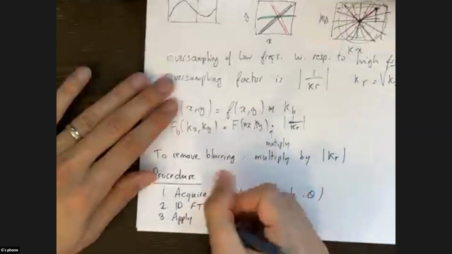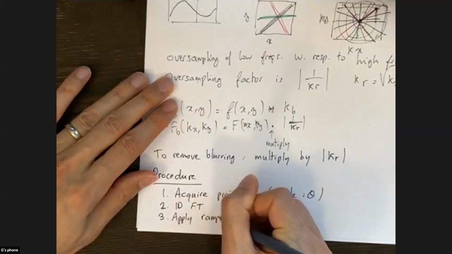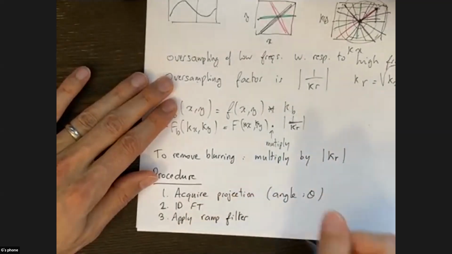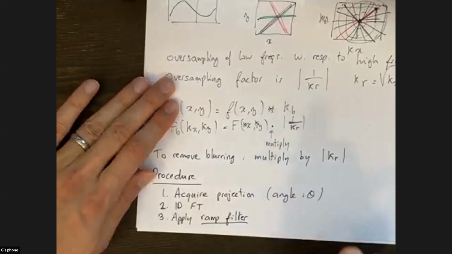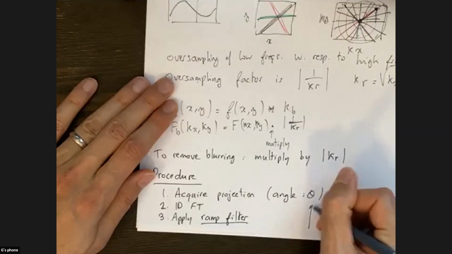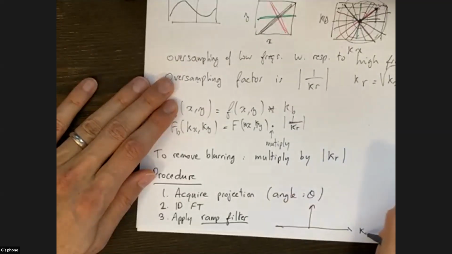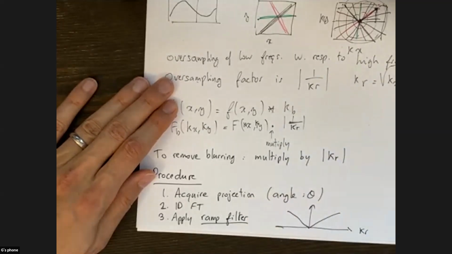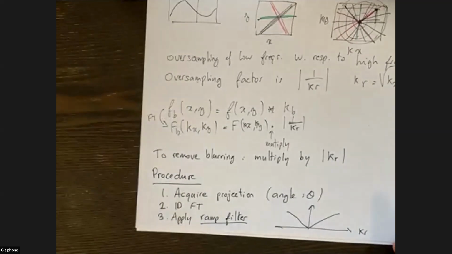So apply the ramp filter. The reason we call it the ramp filter is that if you actually plot what the function looks like, so this is |k_r|, it looks like this. It looks like a ramp going up, like a straight ramp.